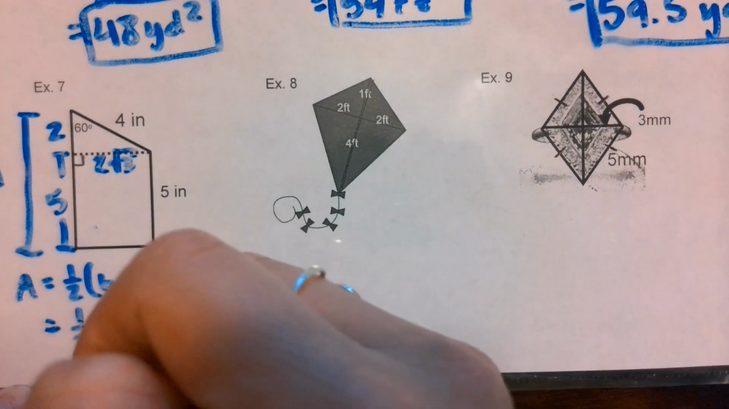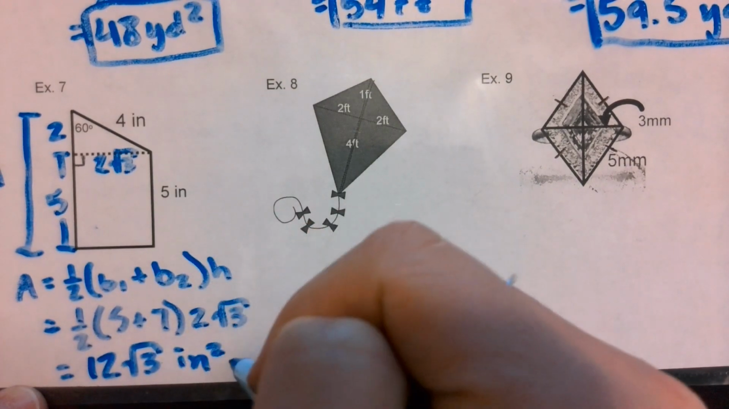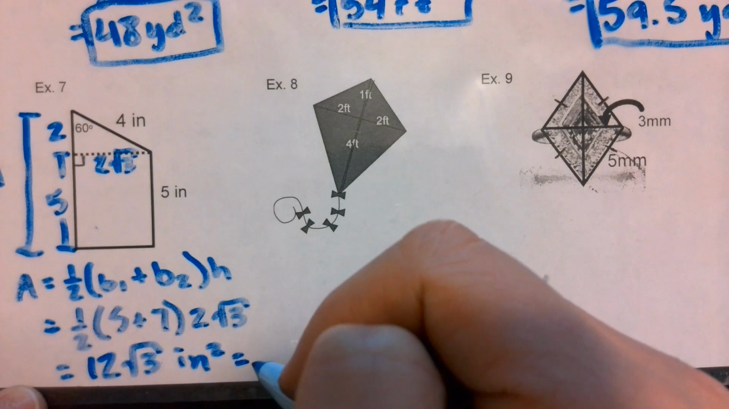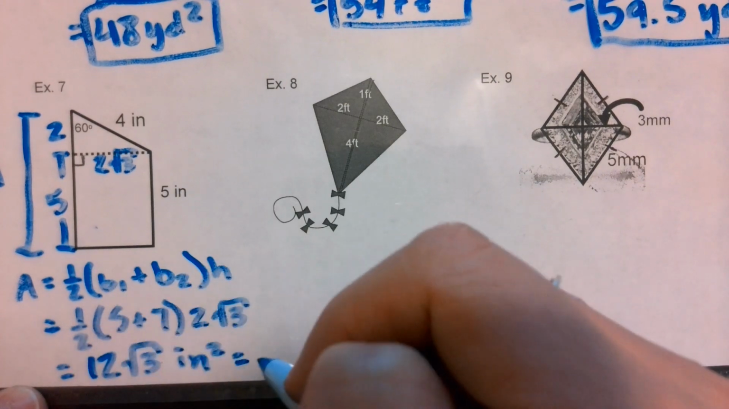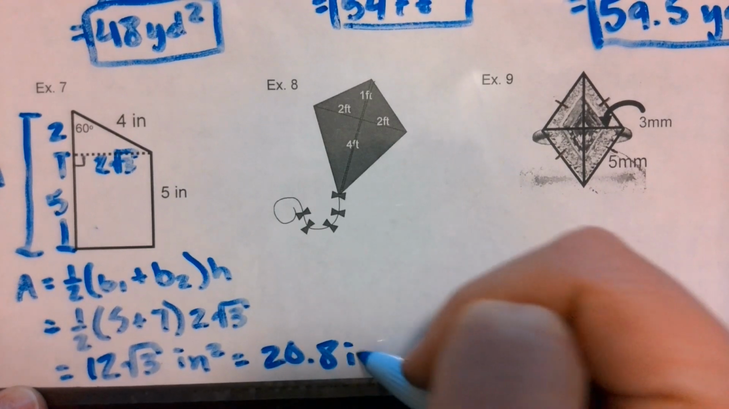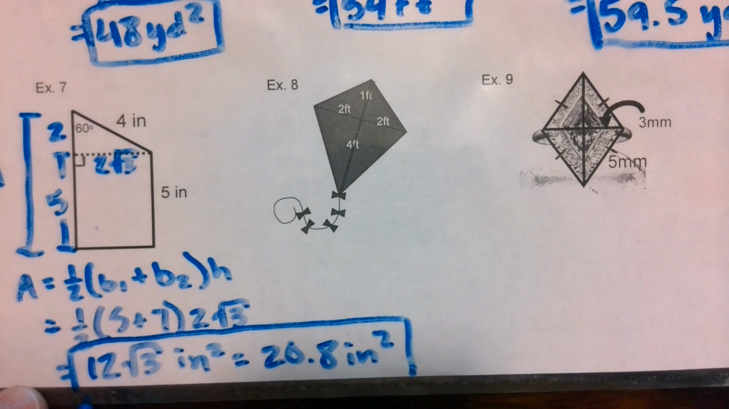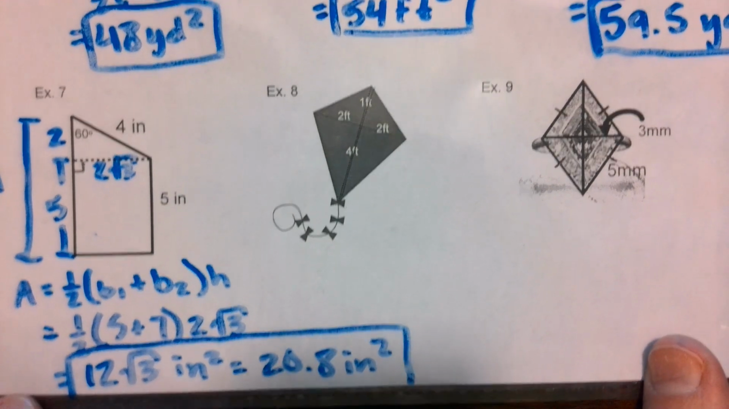So when I multiply this all out, I'm going to get 12 radical 3 inches squared, or you could have the decimal form if you use trig, or if you multiply it all out at the end, and that should be about 20.8 inches squared. And there might be an instance that you want to keep it in that radical form.